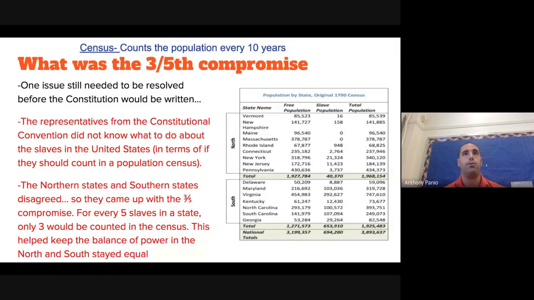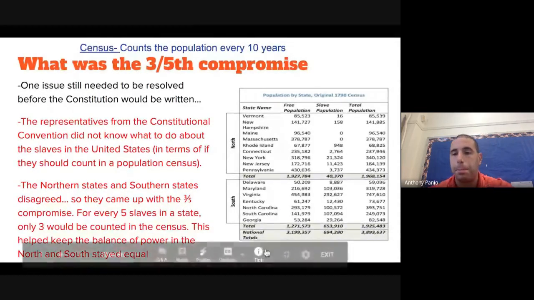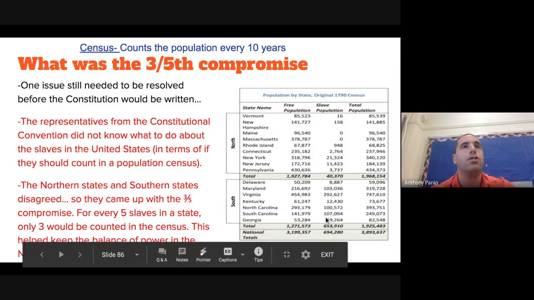So some people get confused that all African Americans back then were counted as 3/5 of a person. That's not the case. It was just the slaves. Okay? So here's what ends up happening. The northern and southern states severely disagreed, because if you fully count all of the slave population, the South is going to have a lot more representation in government.